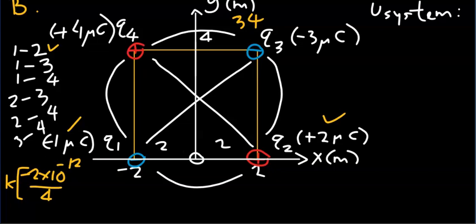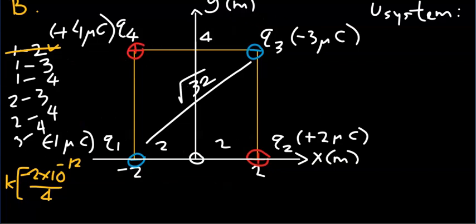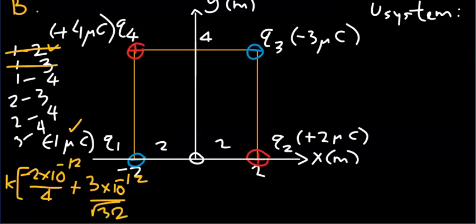The second term is 1, 3. The distance between charge Q1 and Q3 is square root 32 by Pythagoras' theorem. Q1 is minus 1 microcoulomb, Q3 is minus 3. When you take the product, you get 3 times 10 to the power minus 12. The distance between them is square root 32. The third is the 1, 4 term. The product of the two charges is plus 4 microcoulomb and minus 1 microcoulomb. So that's going to give you a negative term.